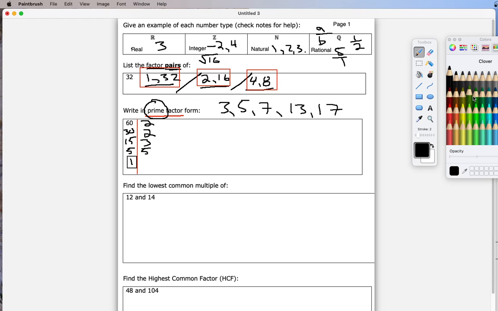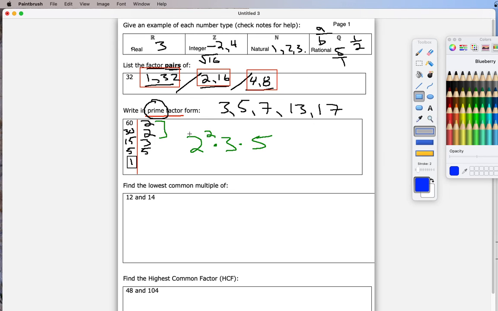And now I want to write it as a product of prime factors. So I have 2 2s. So I have 2 squared, because there's 2 of them, times by, I have 1 3, times by, I have 1 5. So this here is your final answer. This is what I want to see on your test if I ask you to write in prime factor form. Okay? That's what you have to do.